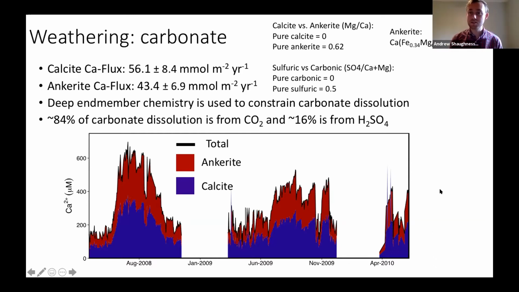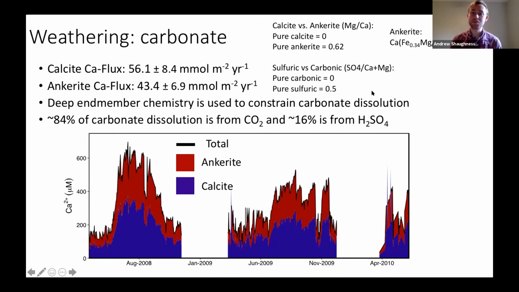At Shale Hills, these are our two predominant carbonate minerals. I gave you the formula for ankerite up here in the upper right-hand corner. The fluxes for calcium are roughly equally split between the two. But since ankerite has twice the cations as calcite, the actual weathering rate of ankerite is about twice as high, which is consistent with double the abundance of ankerite at Shale Hills compared to calcite.